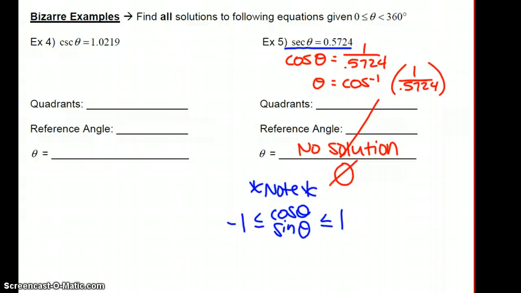Okay, let's do one more. So switch on to example 6. We have 4 tangent of theta plus 3 equals 2. Once again, you need to get that function completely by itself. Think about it as just a variable. The first thing I want to do is subtract my 3. 2 minus 3 gives me a -1. And then I can go ahead and divide. Tangent theta equals -1/4.